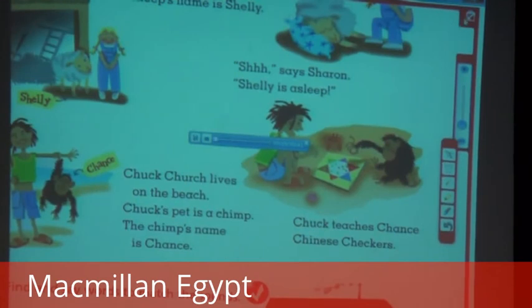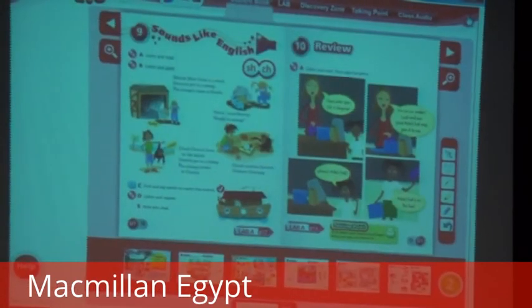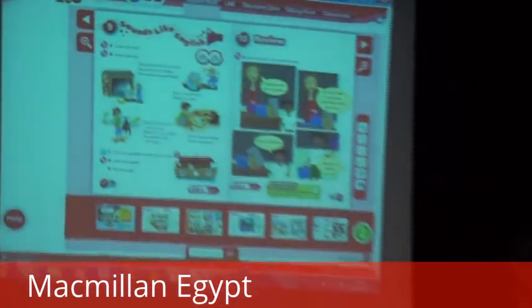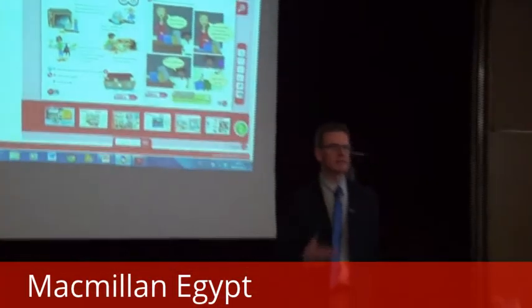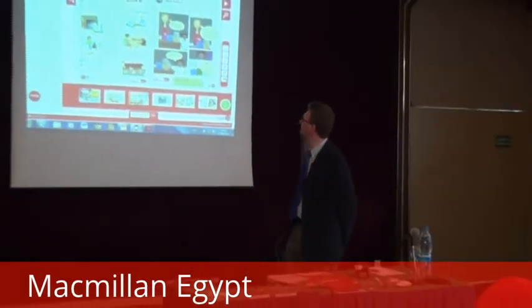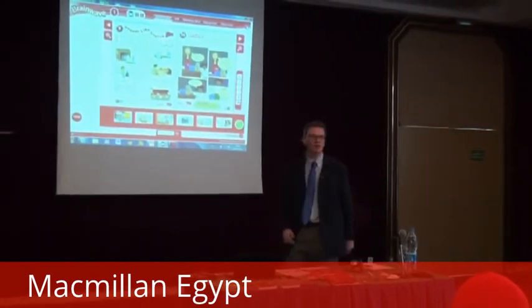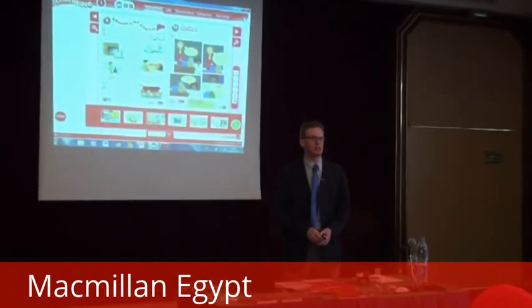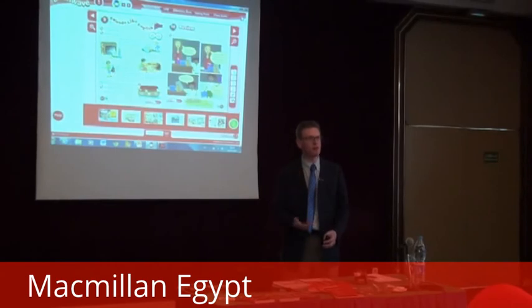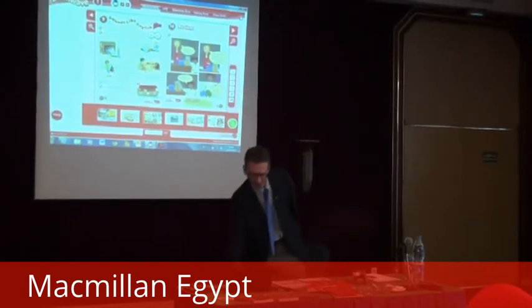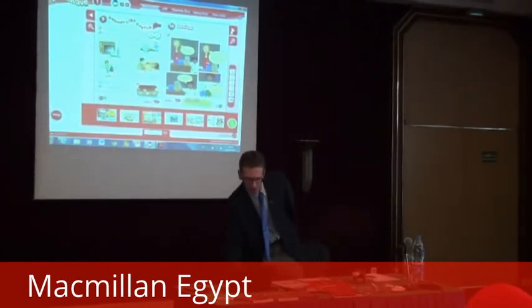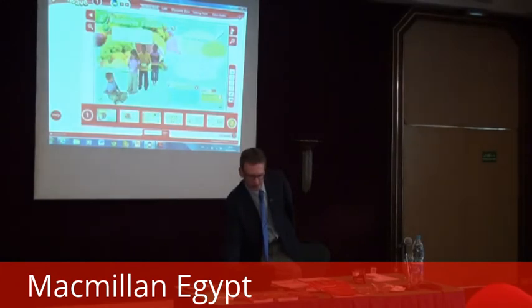So every unit has a focus on the sounds of English. And at the higher levels, we get intonation and rhythm. So there's a more complex look at the pronunciation of English. And the final page of each unit is a review section. So students get to review what they have studied. And then we move on to the second unit.